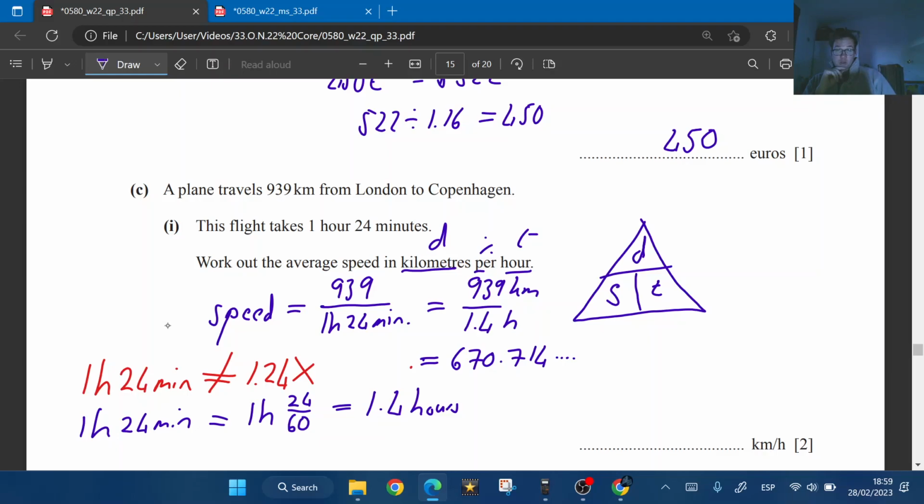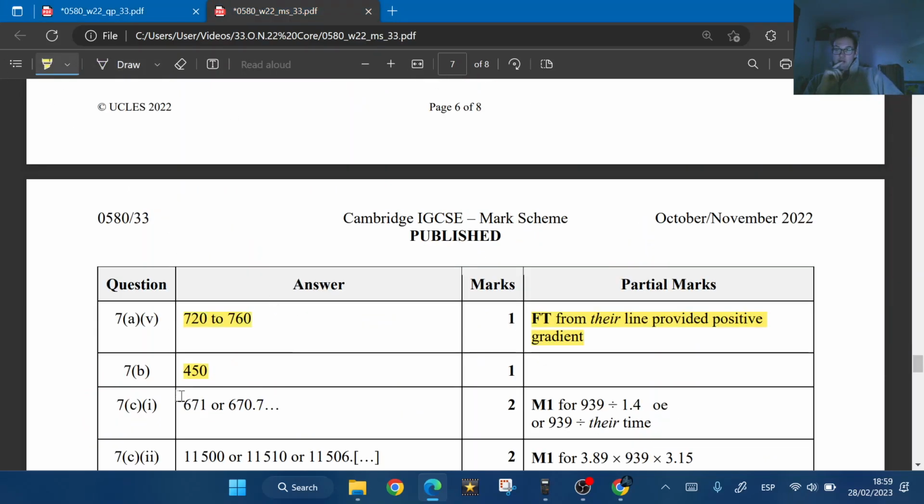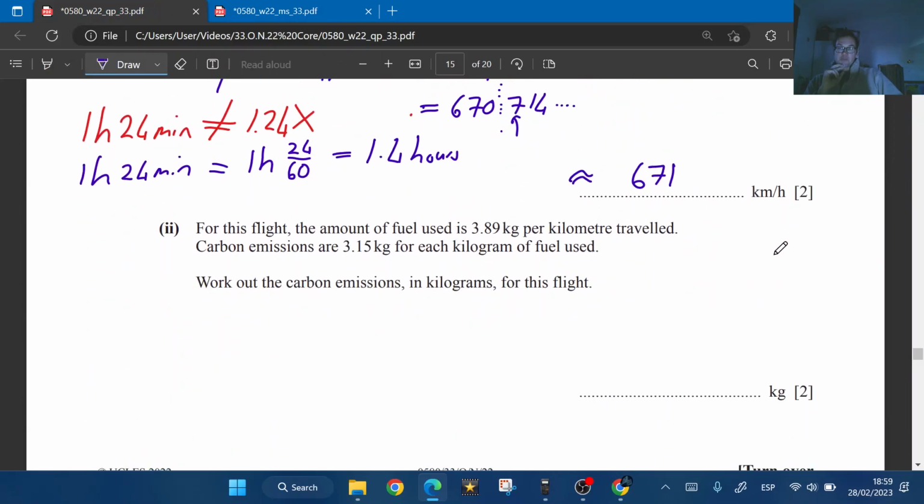Remember, it's a plane, so you can go fast. If you're going to round it to three significant figures, it will be 670, and because there's a 7 there, we round up to 671 kilometers per hour. That right on the line, or the unrounded answer, also gives you full marks. See that? 1.4, that's the important part. Get full marks.